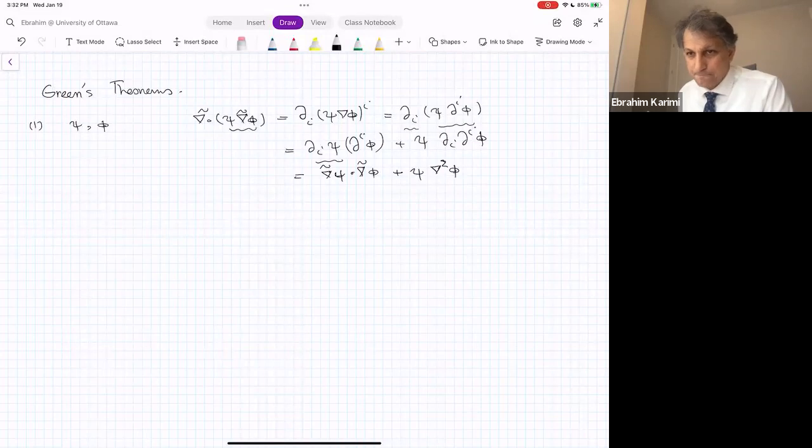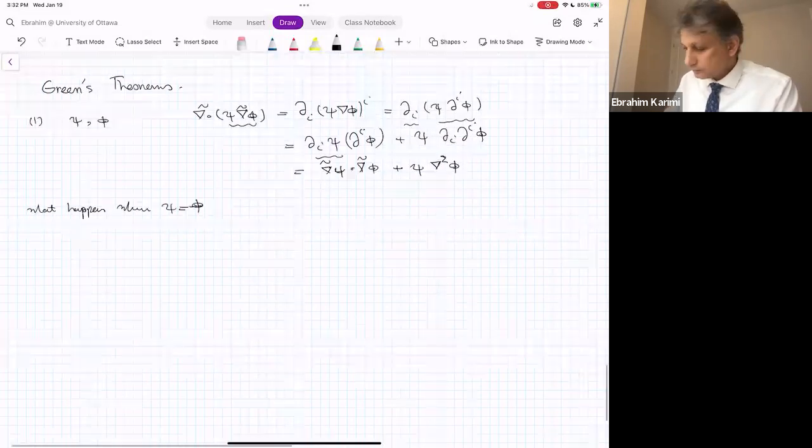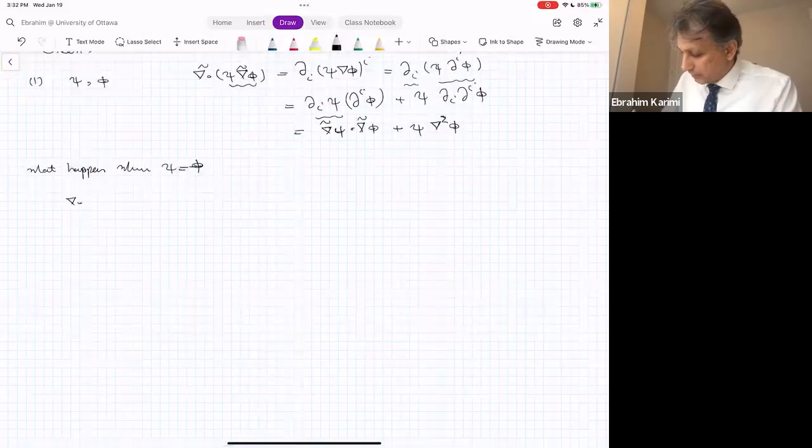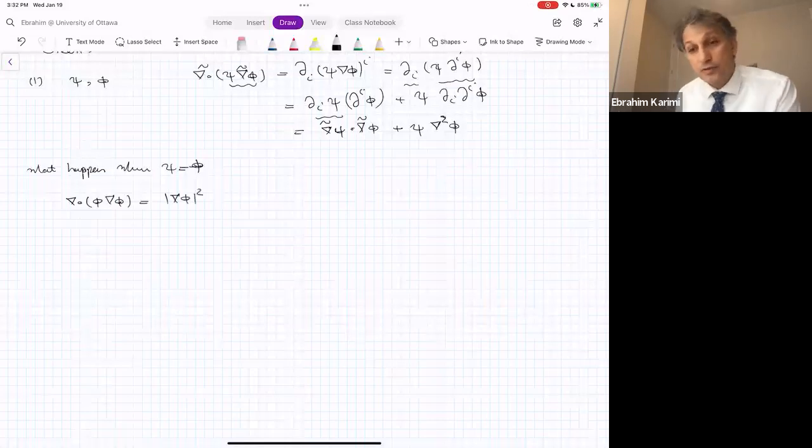Okay. What happens when psi is equal to phi? Then the divergence of phi gradient of phi is equal to the absolute value of the gradient of phi squared, because it's the gradient of phi times the gradient of phi, plus phi Laplacian of phi. Okay.